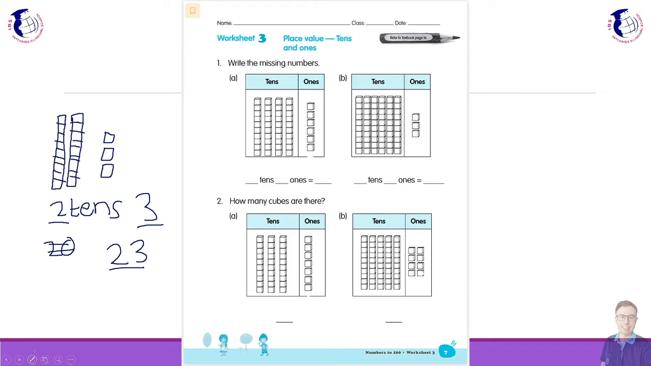So follow the same process for this one and for this question here as well. And this one wants to know how many cubes there are. So yet again, the same process, except you don't have this little bit at the beginning to fill in, just the final answer. Just write how many cubes are here, and how many cubes are on this one.